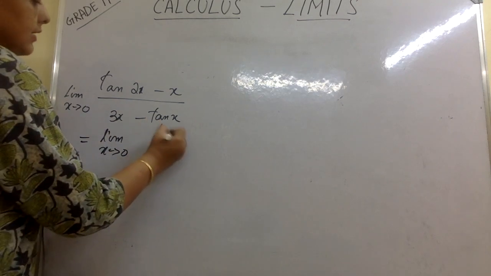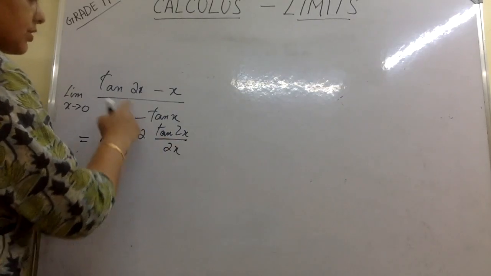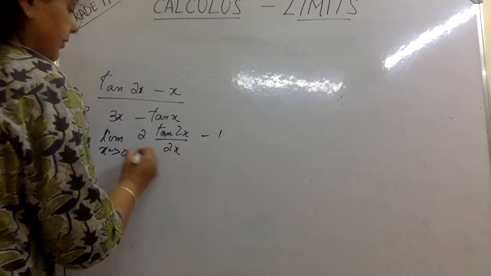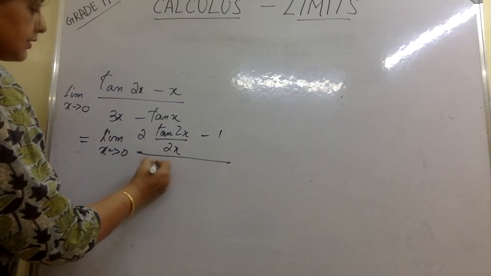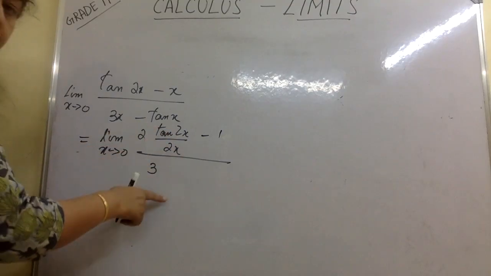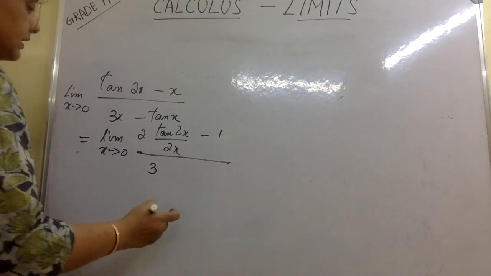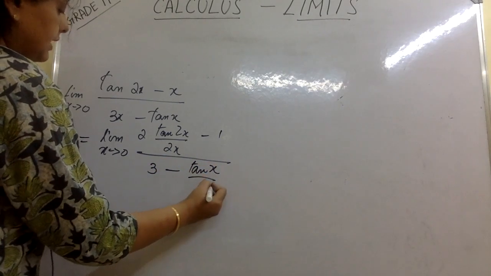If we do that, tan 2x by, okay, we'll put a 2 here, we'll put a 2x because we are dividing with an x, minus 1. Okay, and this 2 we have put because we have put an extra 2 here. And here 3 we have divided with an x. If we divide the numerator with an x, we have to divide the denominator also with an x. That is the rule of maths. Now minus tan x by x.